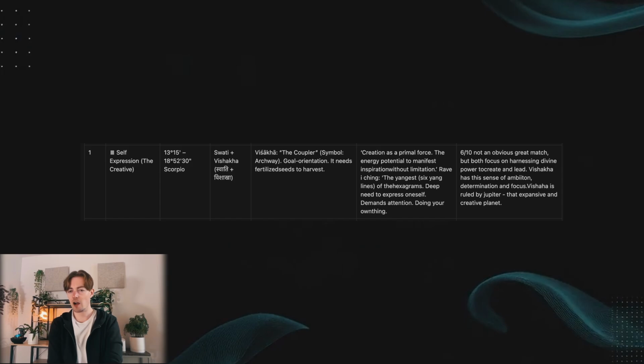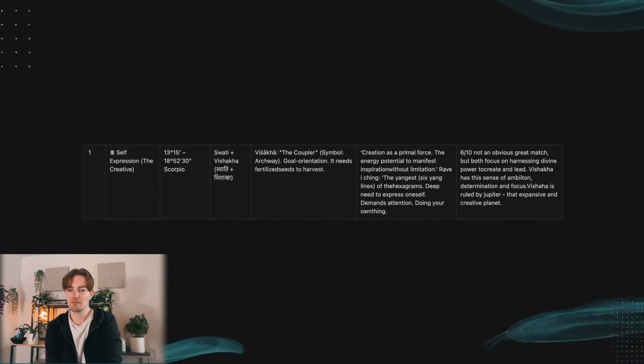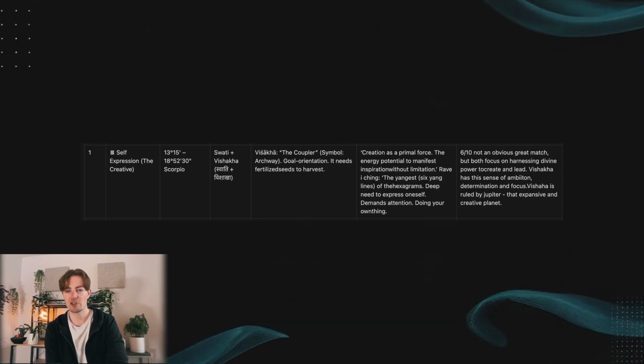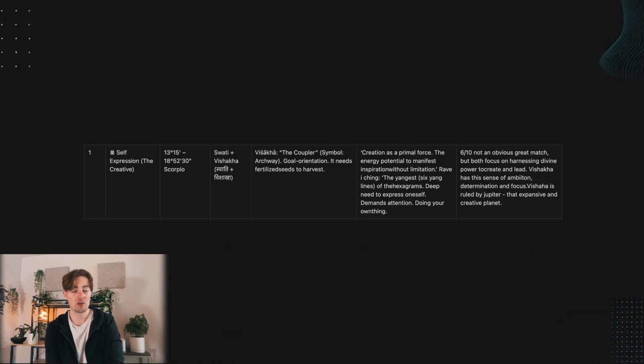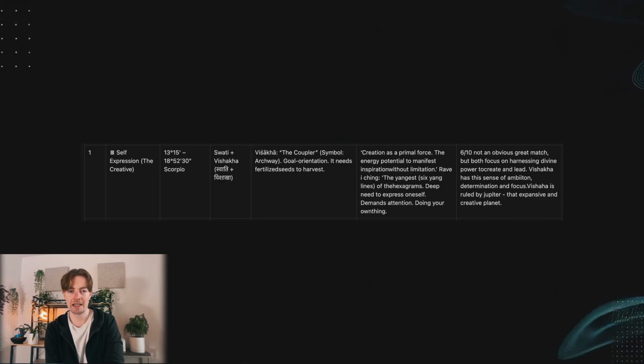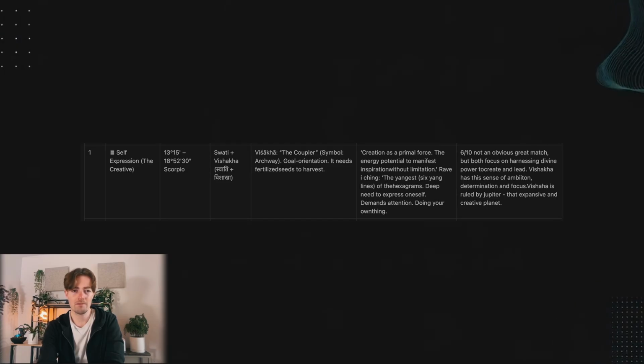Both focus on harnessing this power to create and lead and become goal-oriented. The Vishakha nakshatra has the sense of ambition, determination, and focus. Vishakha is ruled by Jupiter, which is that expansive and creative planet. So it's not a super powerful match. And again, there's a sense of the coupler here versus the independence of self-expression that the human design gate has. It's not a solid match, so we'll move on.